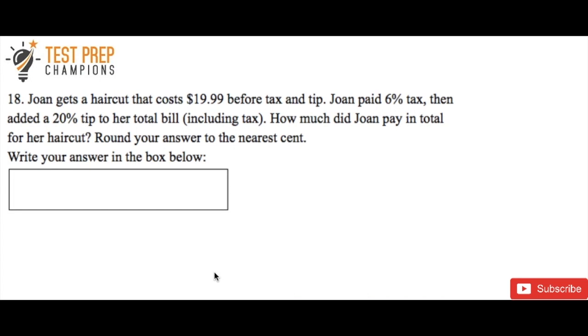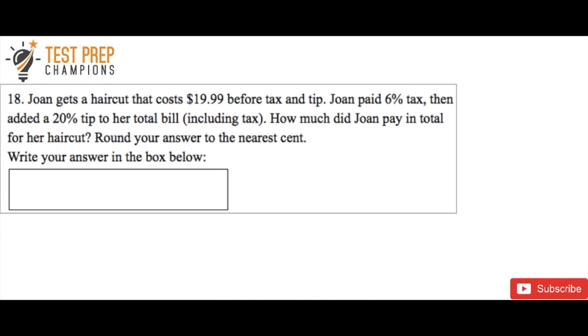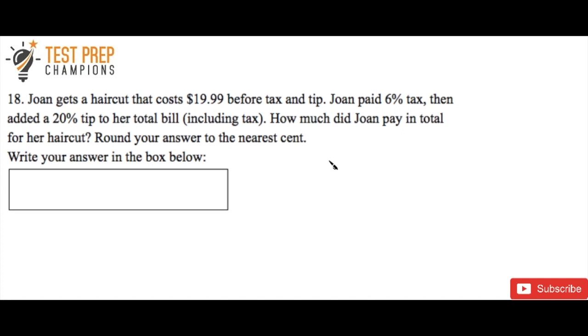All right, question 18. Joan gets a haircut that costs $19.99 before tax and tip. She pays 6% tax, then added a 20% tip to her total bill, including her tax. How much did Joan pay in total for her haircut? Round your answer to the nearest cent and write your answer in the box below. All right, you know the drill. Give this one a go.